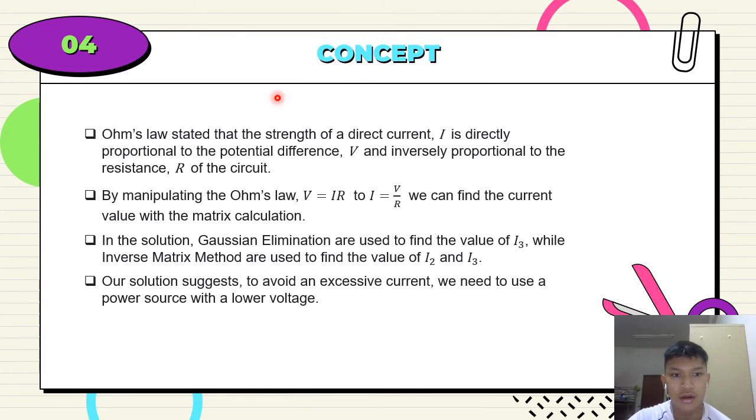The concept. Ohm's law states that the strength of a direct current I is directly proportional to the potential difference V and inversely proportional to the resistance R of the circuit. By manipulating Ohm's law V equals IR to I equals V per R, we can find the current value with the matrix calculation. In the solution, Gaussian elimination is used to find the value of I3, while the inverse matrix method is used to find the value of I1 and I2. Our solution suggests that to avoid an excessive current, we need to use a power source with a lower voltage.